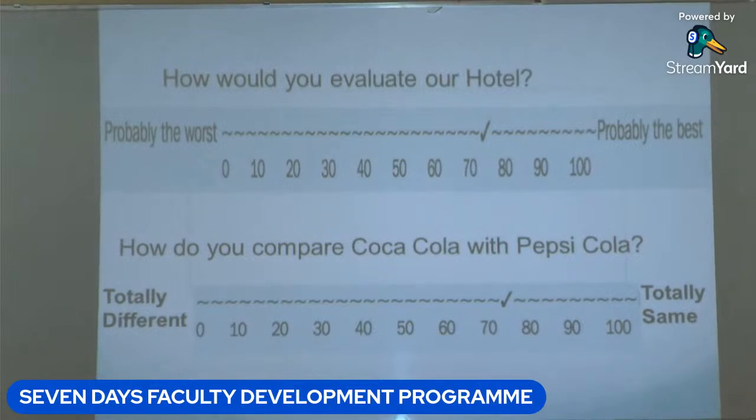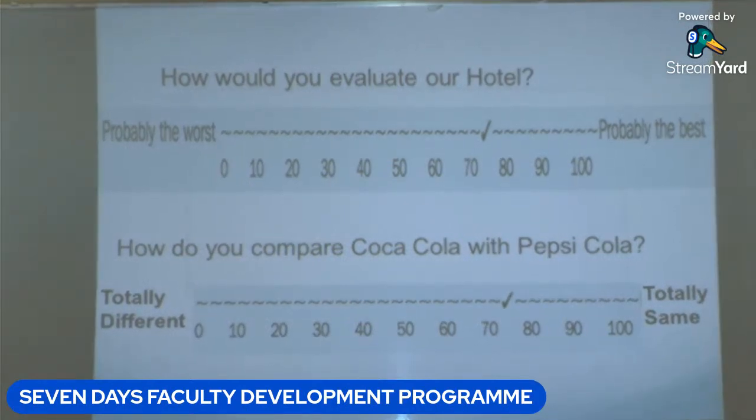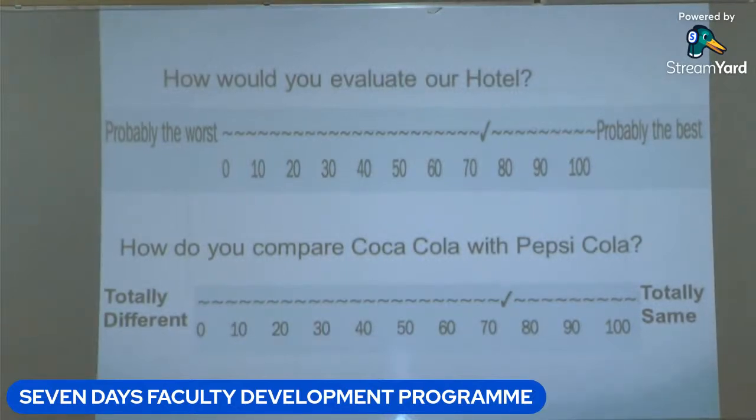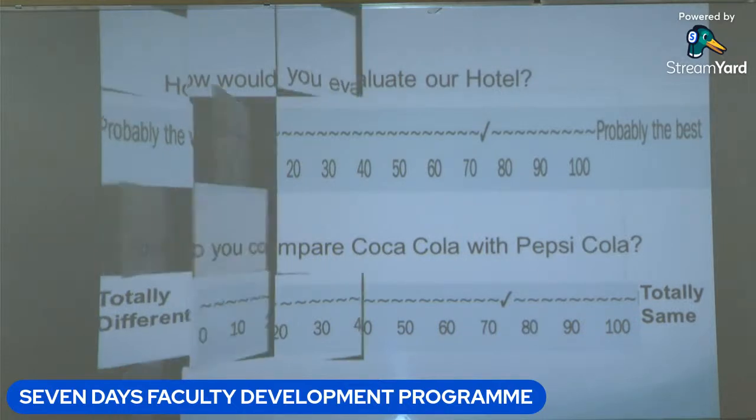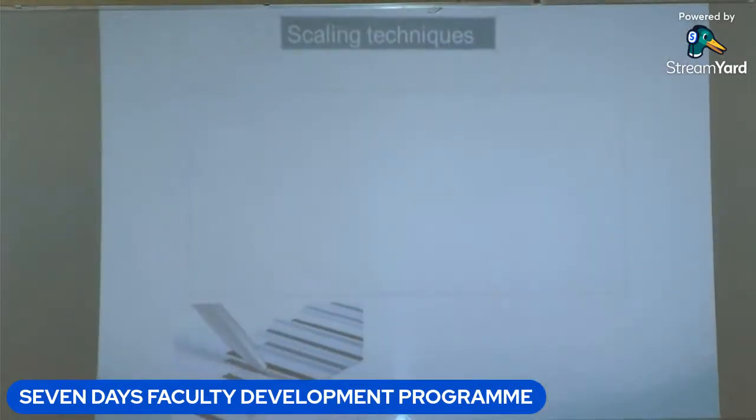So like this, the continuous scaling or the graphic related scale is like in a graph form. So only two extremes are given. So the respondent is asked to mark on this given scale. Hence it is called a continuous itemized scale.